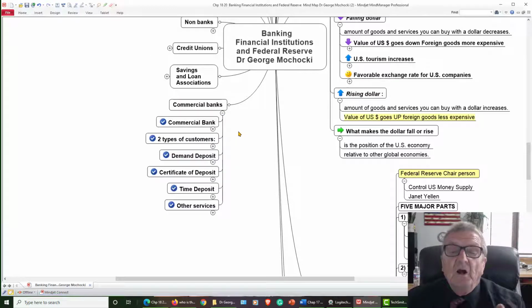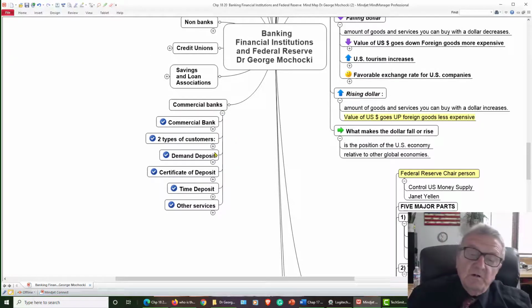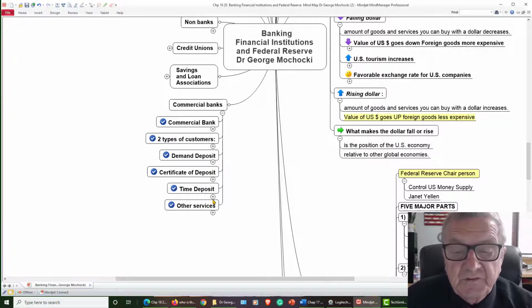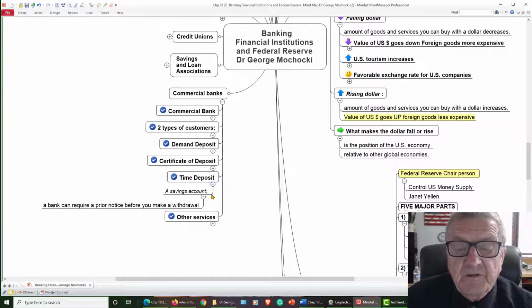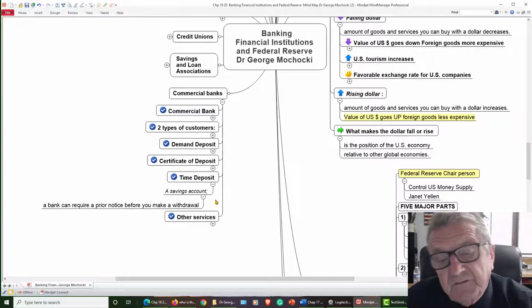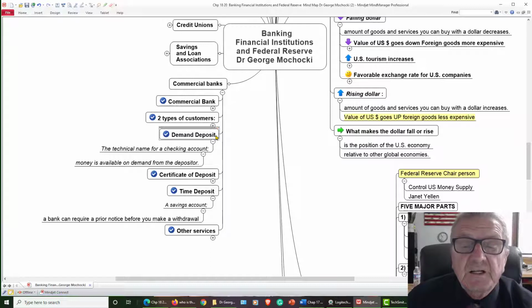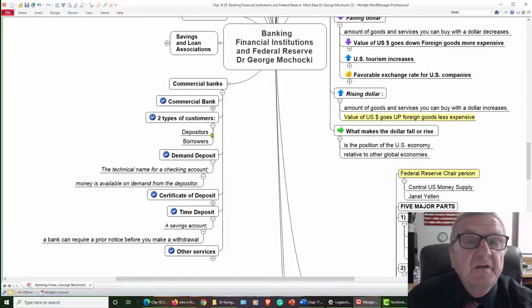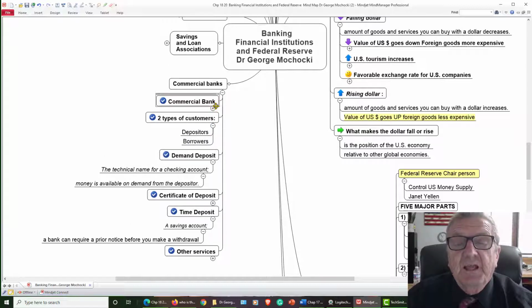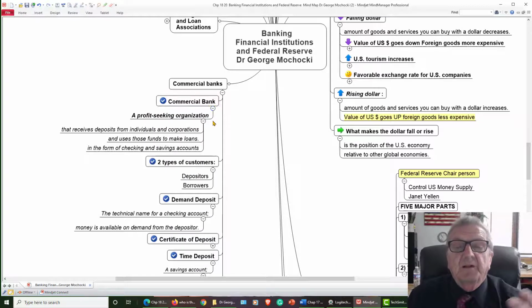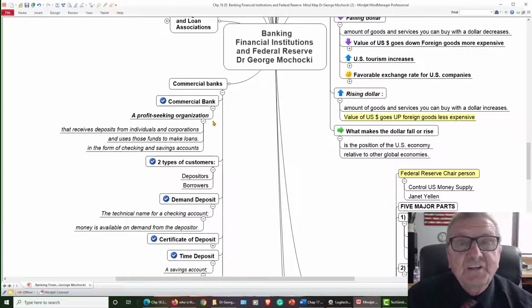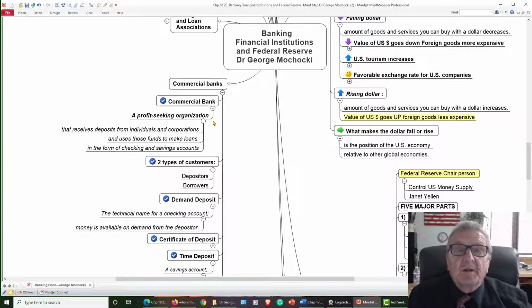Commercial bank. Okay, now you have two types of customers, right? Certificate of deposit, time deposit. Remember, we're looking from a business perspective. A time deposit is basically a savings account that you have. A demand deposit is what we call a checking account. Two types of customers we have: depositors or borrowers. Commercial banks are for-profit organizations seeking to make money, and they make money by lending money to you.